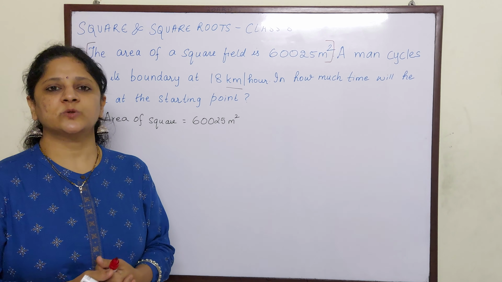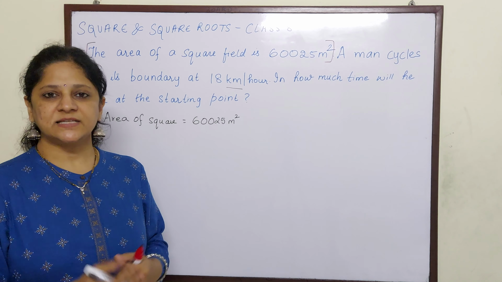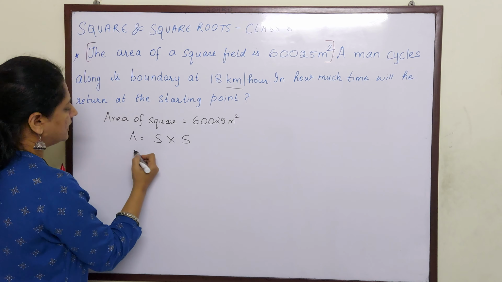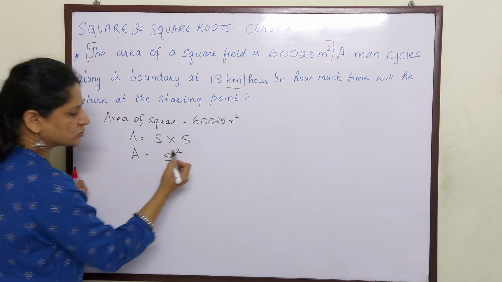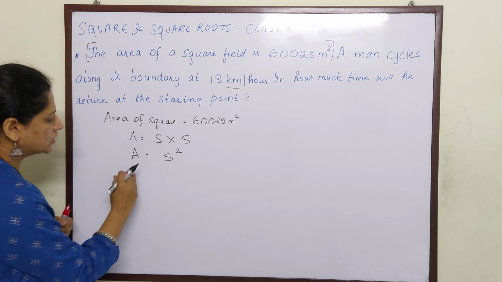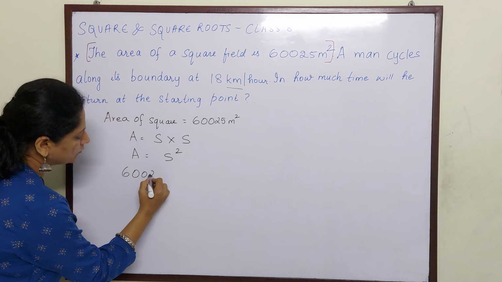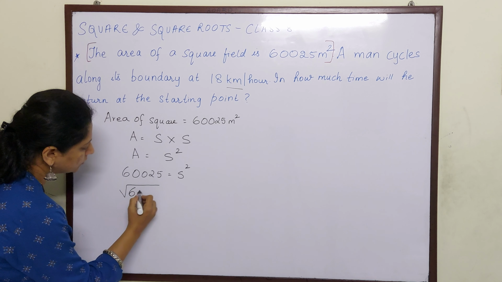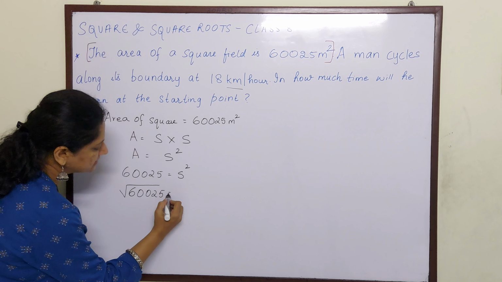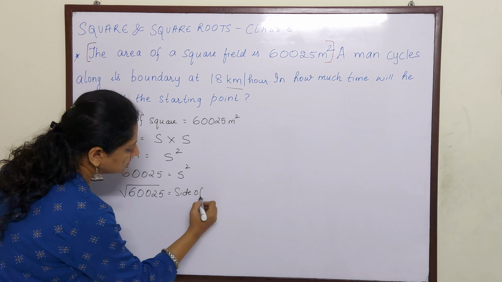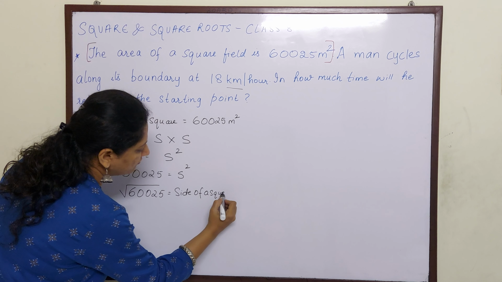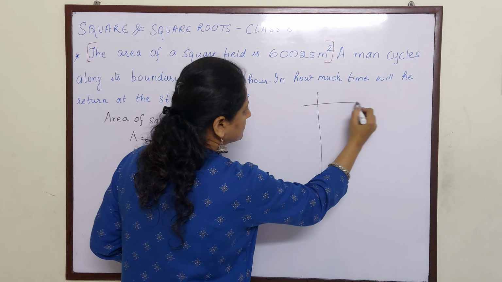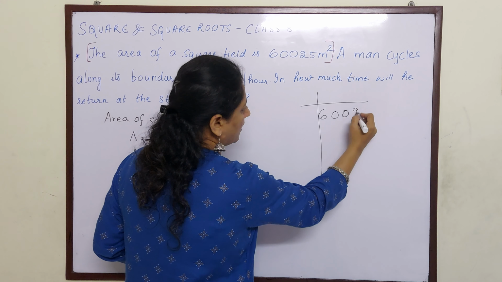So if we find the square root of this number, we will get the side of the square, because area is equal to side into side. So we can say area is side square, because all the sides in a square are equal. So if the area is 60025, which is equal to side square, then the square root of 60025 is nothing but the side of the square. This will be our first step, and we will do it with square root because this chapter is based on square root. That's why we have been given this problem.